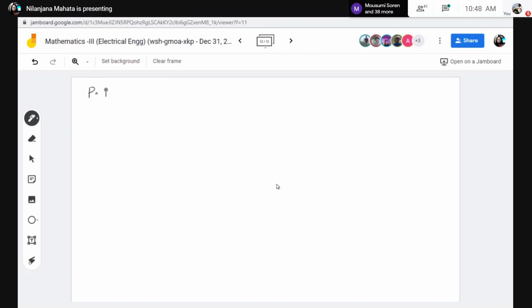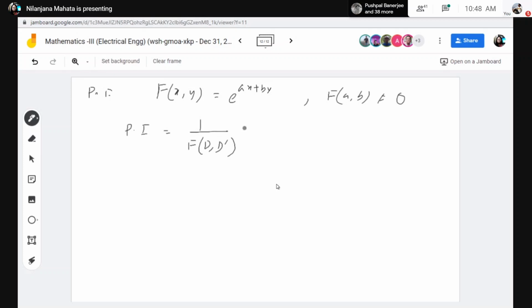Now for the particular integral, suppose I have the right side function as e to the power ax plus by. Remember, if f(a,b) is not equal to 0, then the PI is 1 by f(D, D dash) e to the power ax plus by.